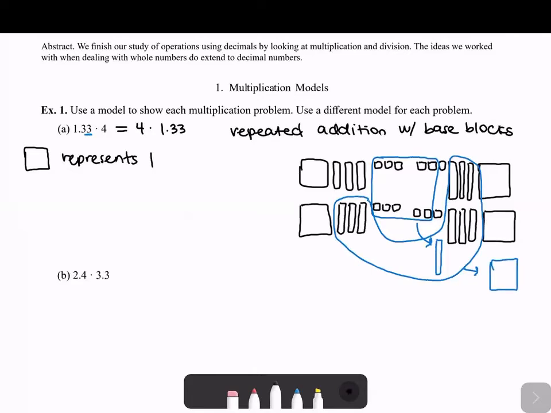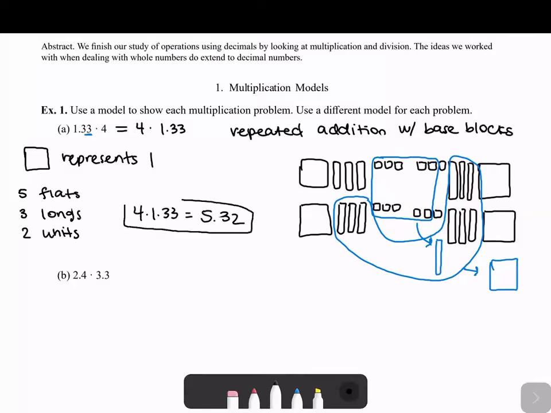So what are we left with? We are left with 5 flats, 1, 2, 3 longs and 2 units. So we're left with 5 flats, 3 longs, and 2 units. And remember that a flat represents 1. So we have that 4 times 1.33 is 5.32. So that is our answer right here with all of our work there to the side. Okay, so that's how we do that using base blocks and repeated addition.